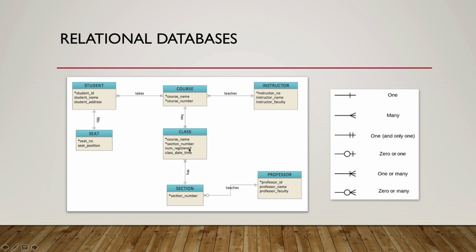It has the number of students registered and the date and time that it meets. On top of that, we have this table here called course, and this is an actual course name and course number. These are connected to class, but class expands it to be an actual offering of the course. So the course has class. I might even call this offering instead. And then the offering has a section number. A professor teaches a particular section of the course.